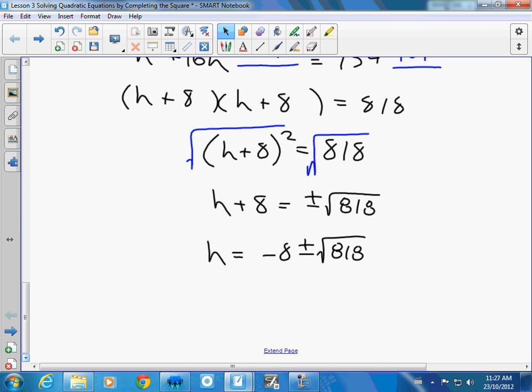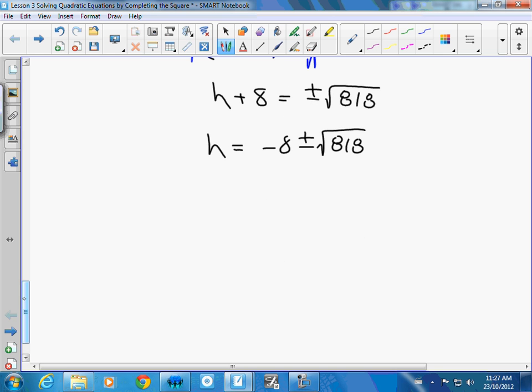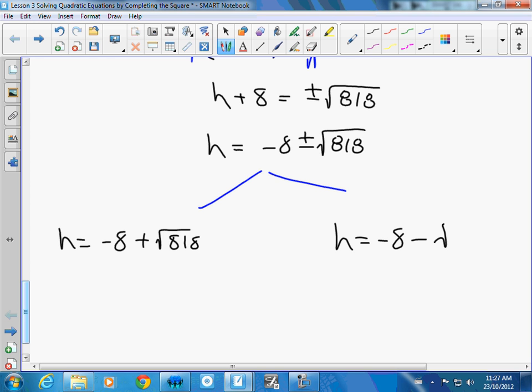Okay. Now, guys, what does the plus and minus mean? One could be plus square root of 818, and one could be minus. So is that basically two answers? Could we actually calculate it out? Now we're actually going to do the calculation. Here's one answer, here's the other. So h equals negative 8 plus the root of 818, and h equals negative 8 minus the root of 818. Two possible answers in this case.